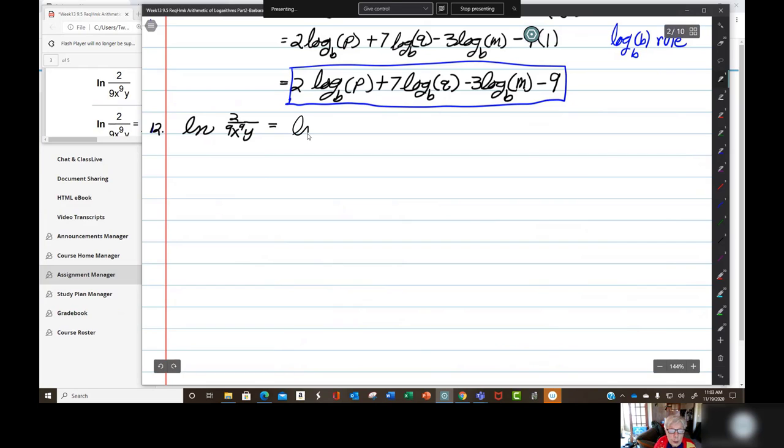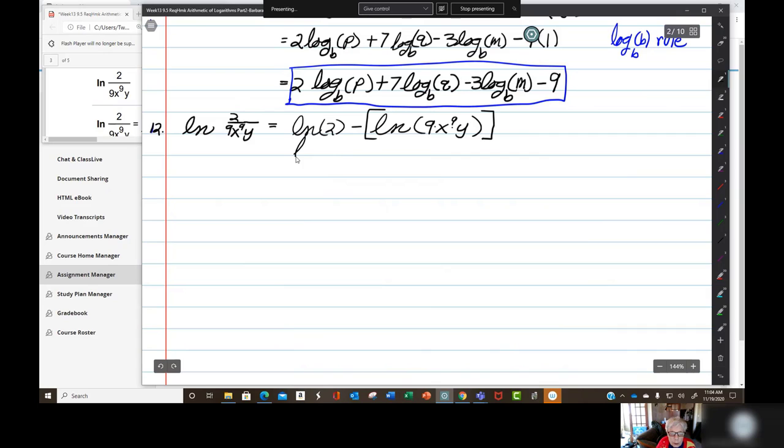So we're going to have the ln of 2 minus the ln of 9 x to the 9th y. Now this is a product, 9 times x to the 9 times y. So we're going to be plussing in here. So what we have to do is put a bracket around this just to keep it separate, because in the end, we're going to be distributing the minus sign into there like we did up there.